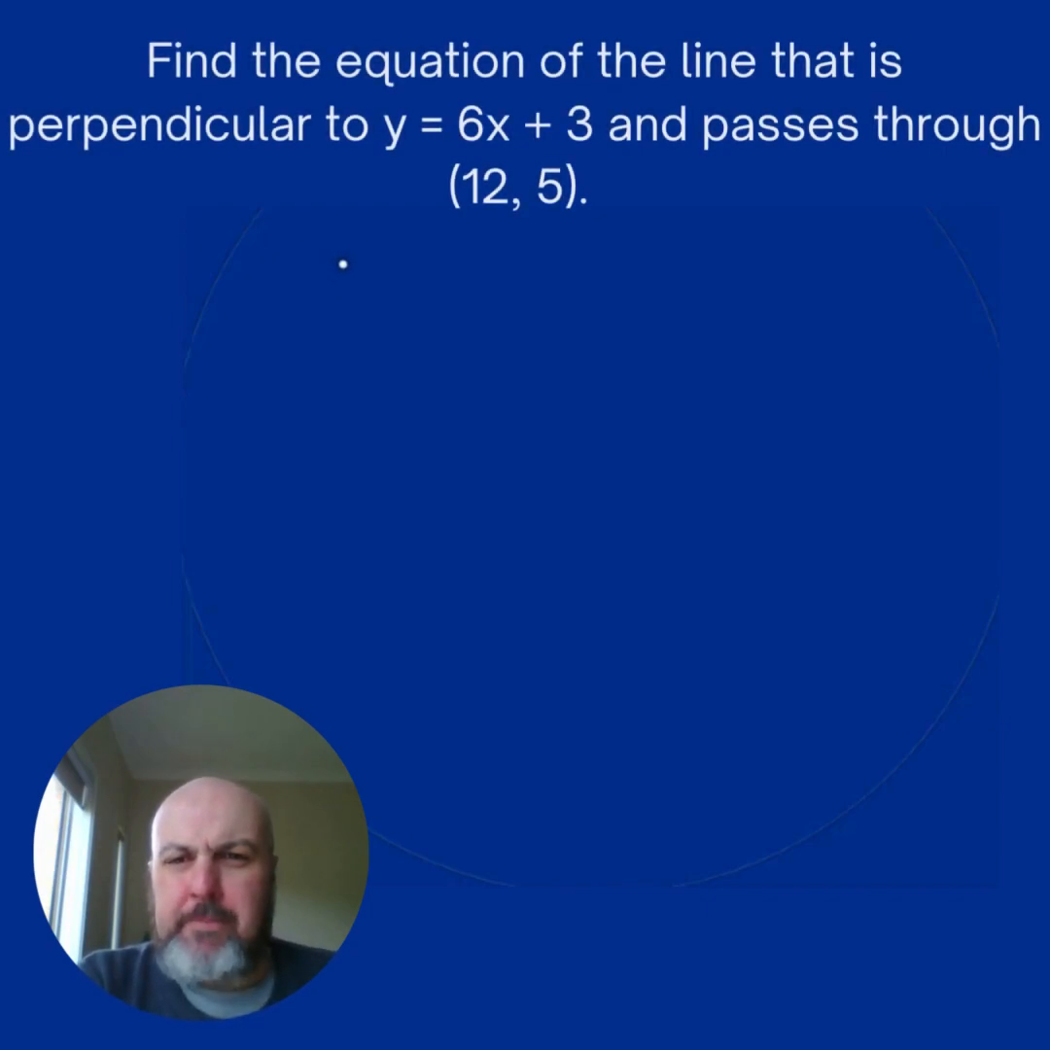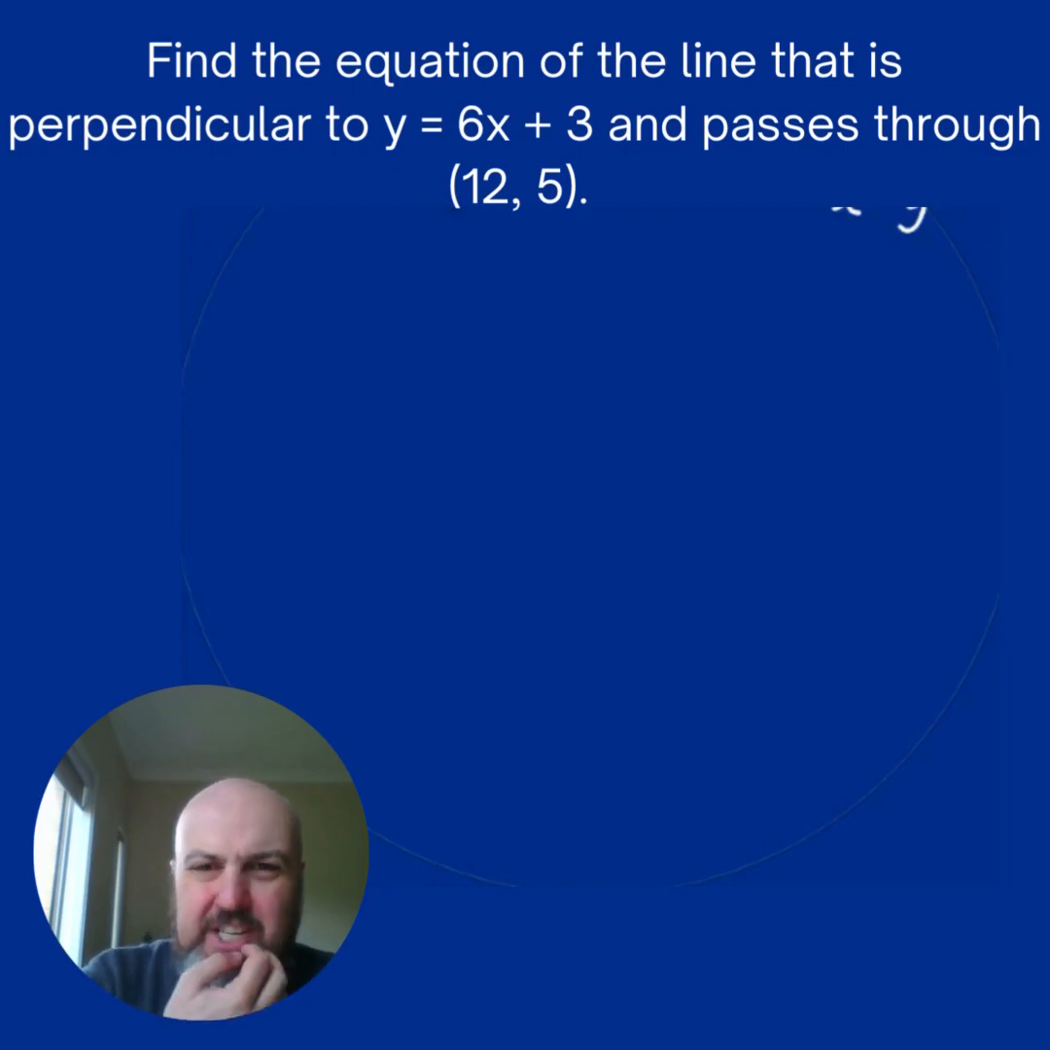A practical problem. Find the equation of a line that is perpendicular to y equals 6x plus 3 and passes through 12, 5. Okay, first of all, I know these coordinates here must be x and y. I'll label that. The equation, the first one, is shown in the nice format of y equals mx plus c, so no rearranging here.